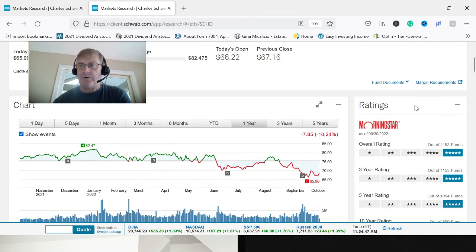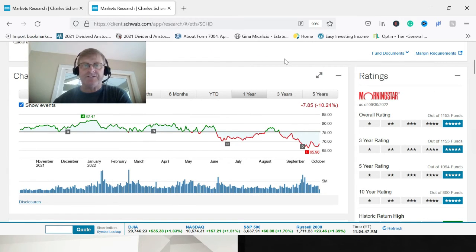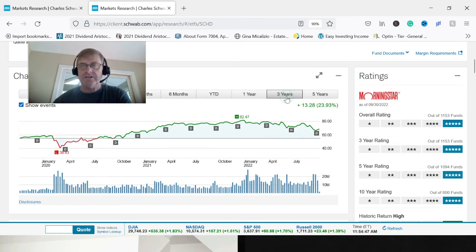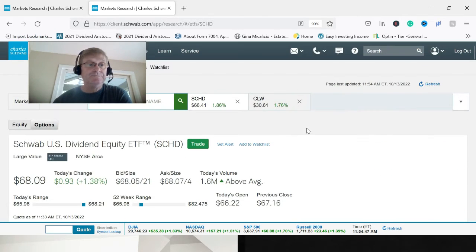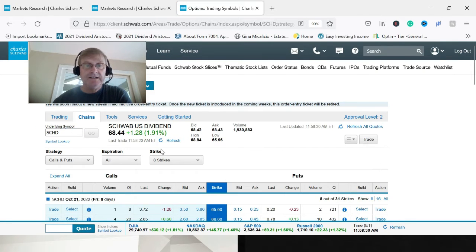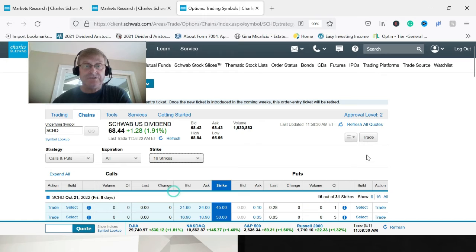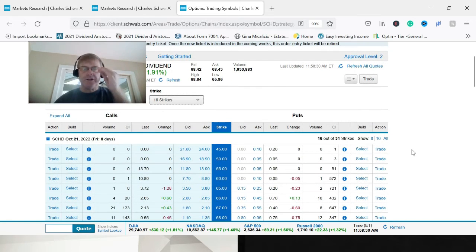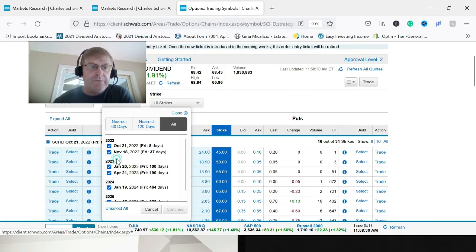And you can see here Morningstar loves them. They've got 5 stars, and you can see it's definitely near a 1-year low, and it's approaching a 3-year low. So if I could pick it up around $60, that would be really good. Now, if I look at options and I go to 16 strikes, I just want to show you an example. I'd go a little farther out, probably January 23 or maybe even April 23.